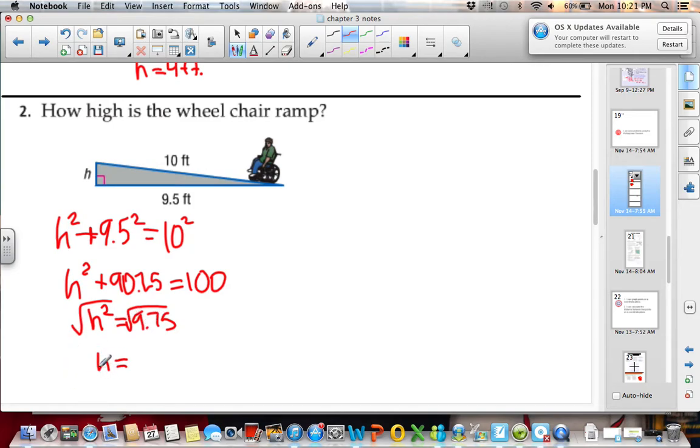So then we take the square root of 9.75, and we get approximately 3.12 feet, which makes sense because remember I said it's going to be quite a bit smaller. So then we go back up and label it on our square. So if you didn't draw the square, that's fine, but I do want to make sure that you're doing all of this work with me.